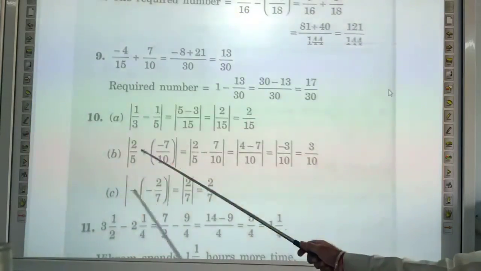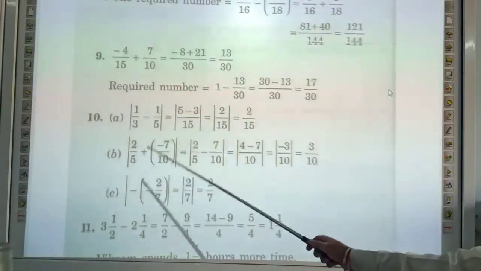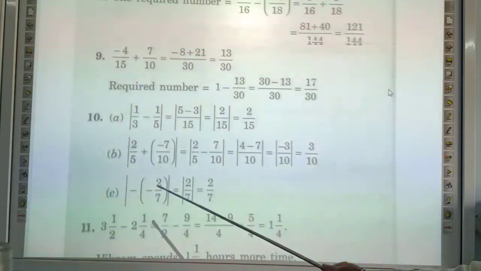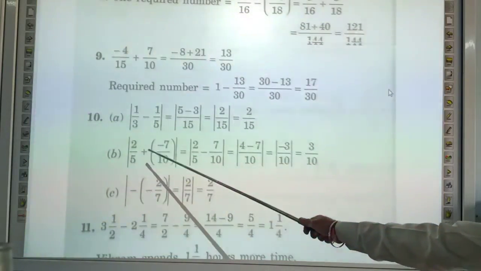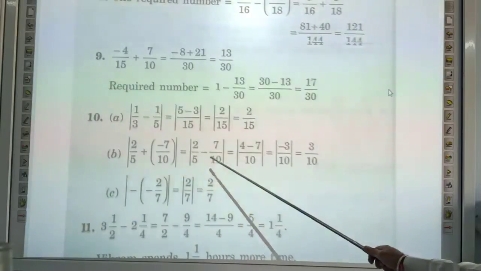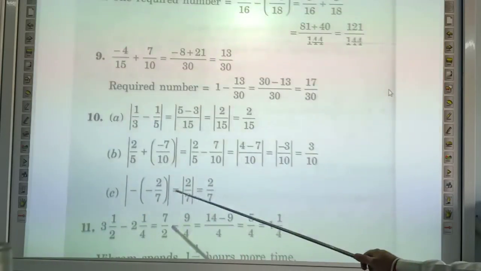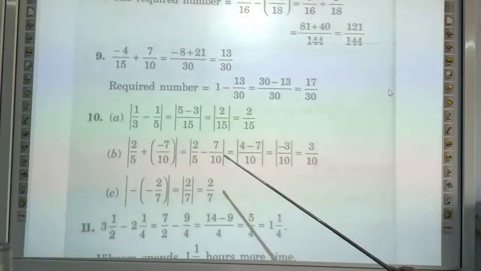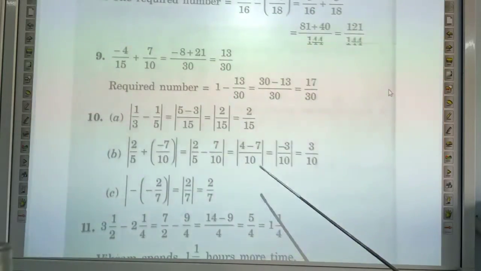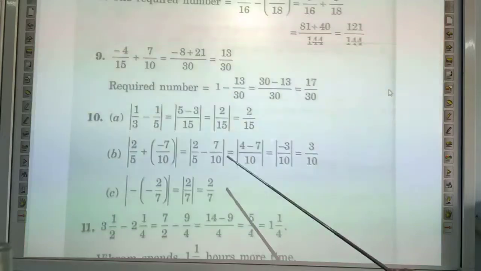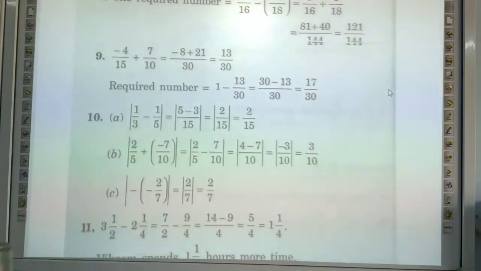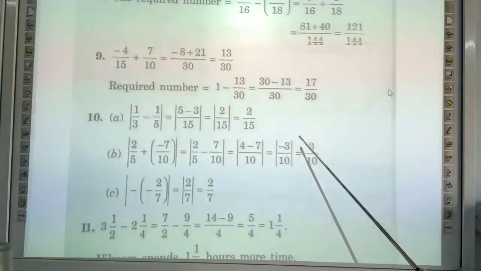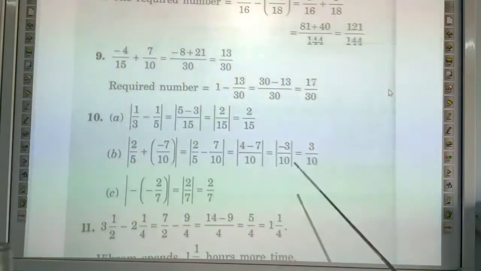Same is the case with part B. First it is solved within the absolute value part. 2 upon 5 plus minus 7 upon 10. The smaller bracket is removed. 2 upon 5 minus 7 upon 10. LCM of 5 and 10 is 10. 5 2s are 10 and 2 2s are 4. 10 1s are 10 and 7 1s are 7. 4 minus 7 will be minus 3. So we get minus 3 upon 10 in absolute value.